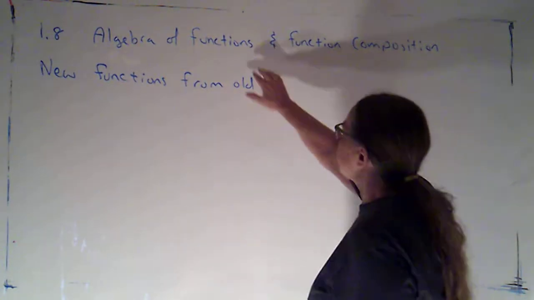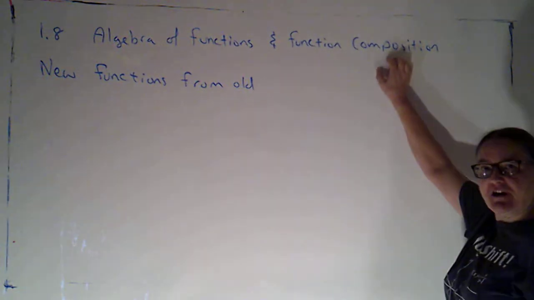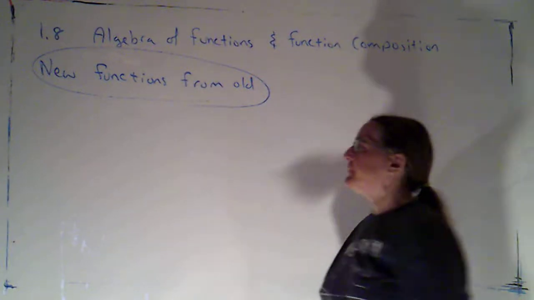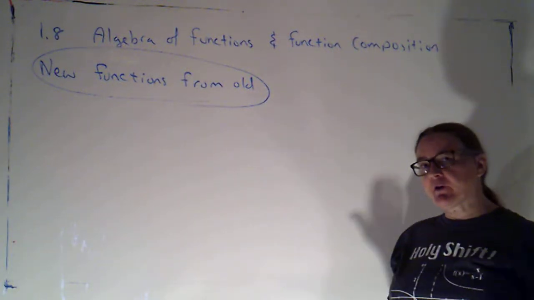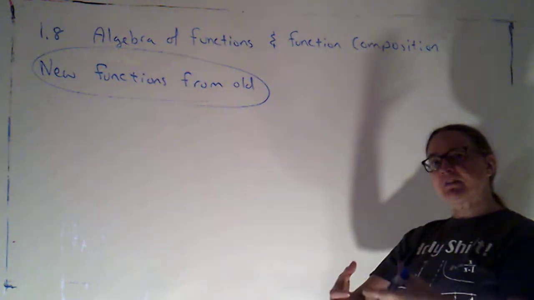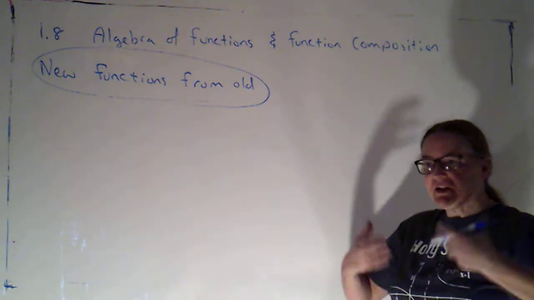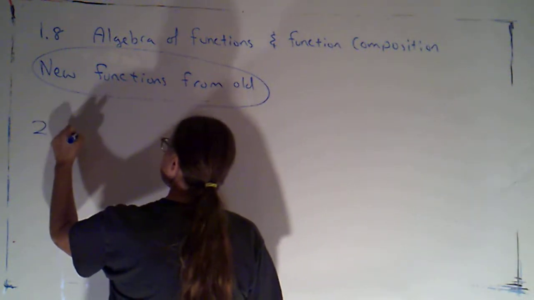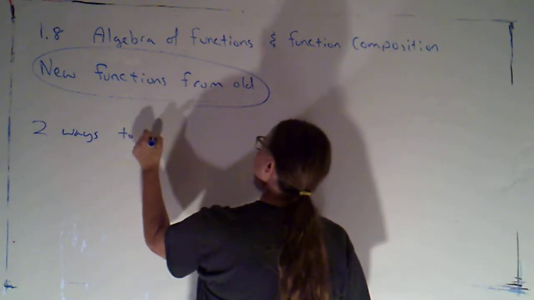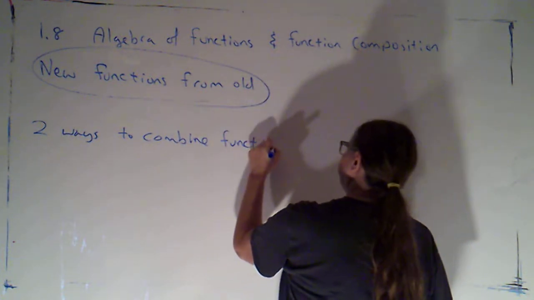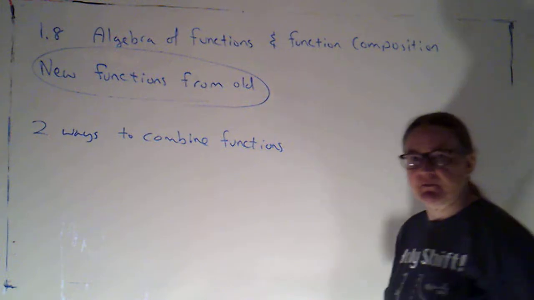Today we're taking a look at section 1.8, which is titled The Algebra of Functions and Function Composition. I kind of like to just call it New Functions from Old, because this is going to give us several ways that we have of taking some functions and using them as building blocks to build new functions. There are two main ways to combine functions to get a new function.